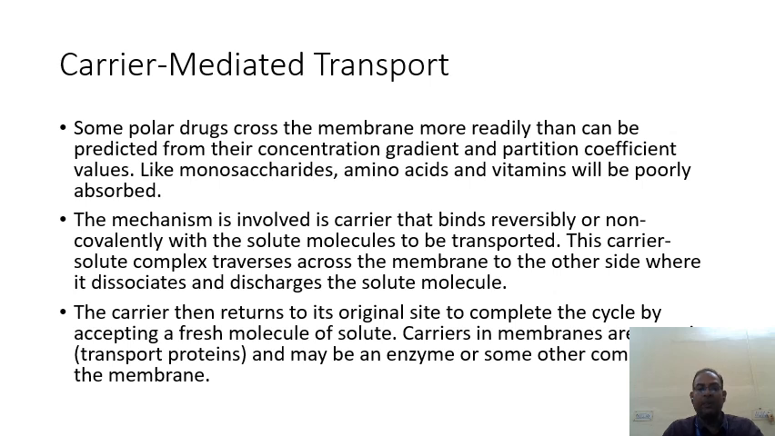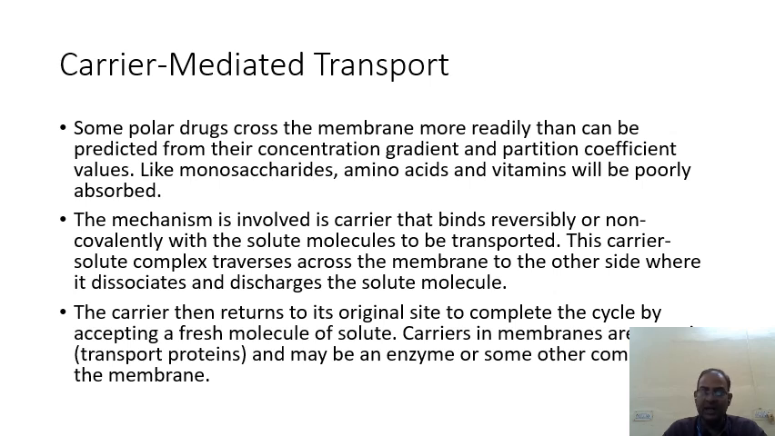Some polar drug molecules like monosaccharides, amino acids, and vitamins will be absorbed much faster and without the interference of the concentration gradient. How do they absorb? They absorb through carrier mediated transport. The mechanism involved is that the carrier binds reversibly or non-covalently with the solute molecules to be transported.